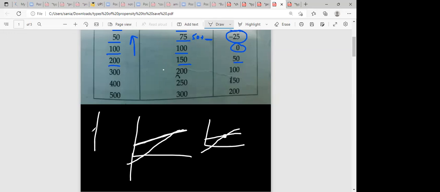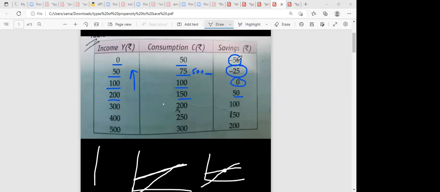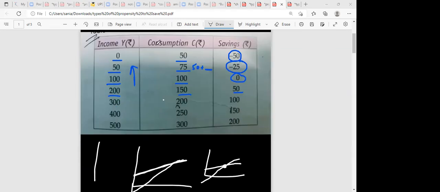Is there anyone who wants me to explain the negative part? Sanya and Halima, do you want me to explain the negative part? No? Okay. So you can quickly draw the graph. Then we will write a few points about your APS.